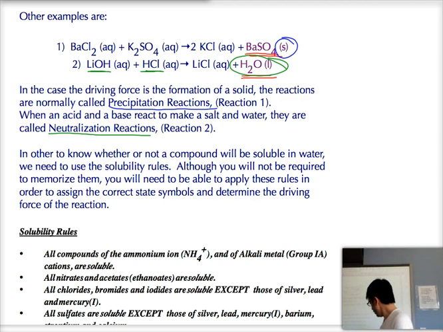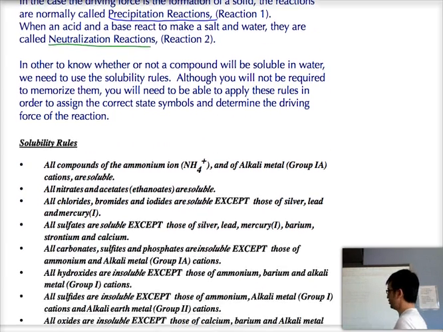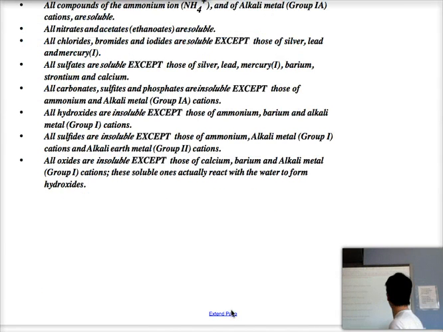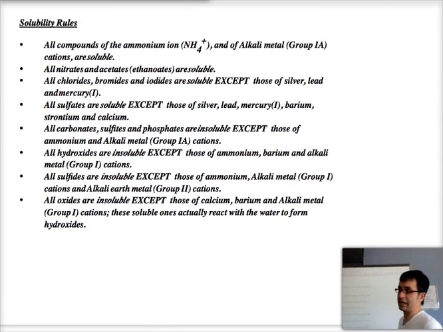Now, how do we know if what we make is soluble or not in water? Well, we have solubility rules, and although you will not need to memorize the solubility rules, you need to be able to apply them. The solubility rules are written in such order that if they're further up, they take precedence over the ones that are further down. So, what are those solubility rules? Let's look at them together very quickly.